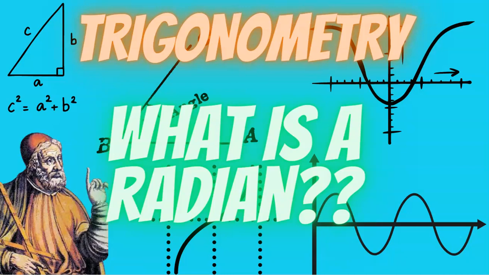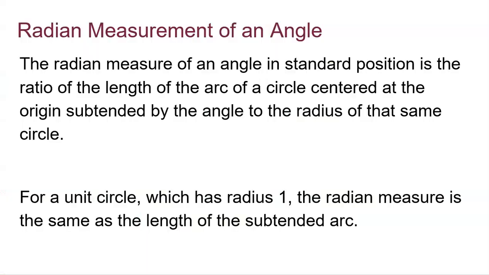What is a radian? One of the toughest questions for some kids to understand in trigonometry. So let's talk about the definition of what a radian is. This is a definition you might find in some textbooks. The radian measure of an angle in standard position is the ratio of the length of the arc of a circle centered at the origin, subtended by the angle, to the radius of that same circle.